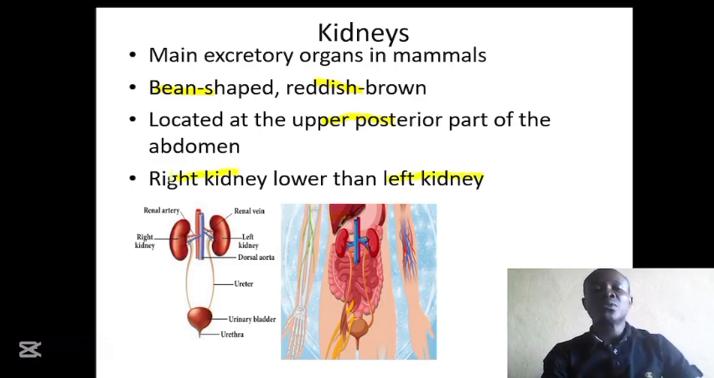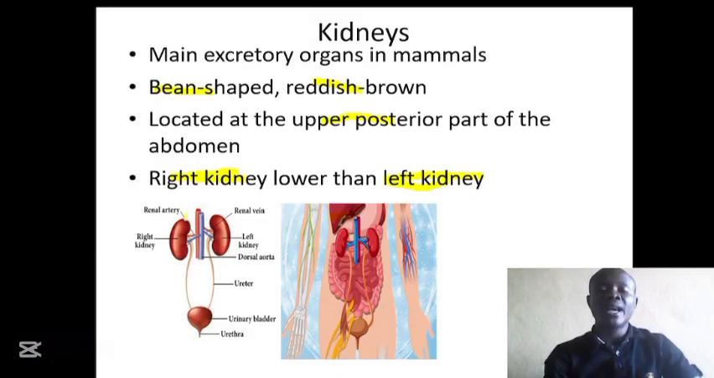The right kidney is slightly lower than the left kidney because of the liver. The liver occupies much of the space of the right upper part of the abdomen, making the right kidney slightly lower than the left kidney.